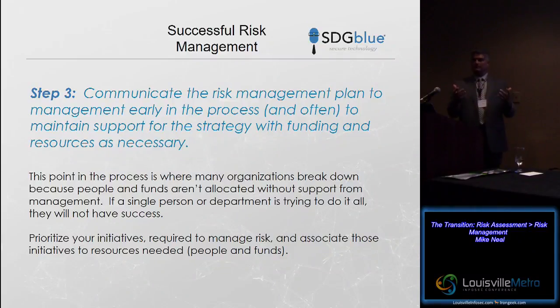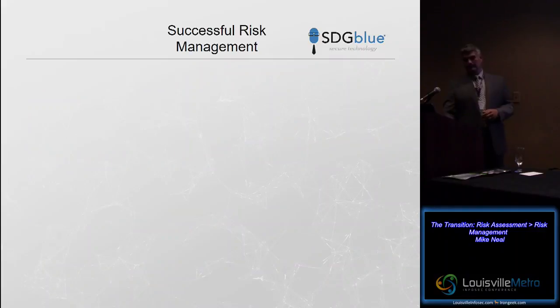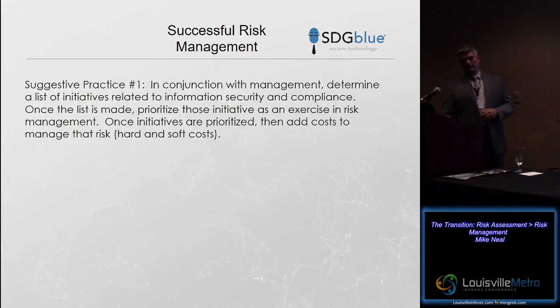So where's this coming from? Well, it's coming from the fact that we've got all these risks, and we have to get rid of them, or we're going to be non-compliant, we're going to be at risk of breaches, etc., etc. So prioritize your initiatives, which are required to manage risk, and associate those initiatives to resources needed. Again, people and funds.